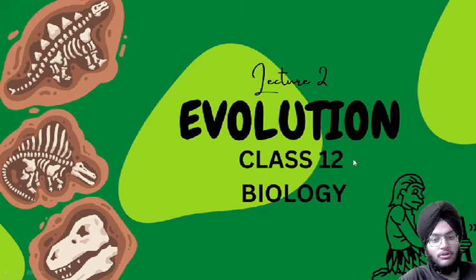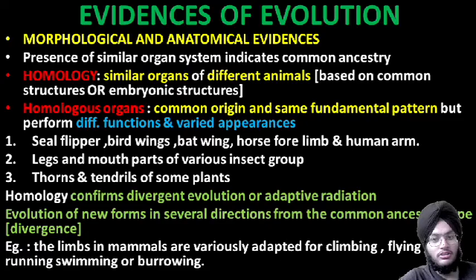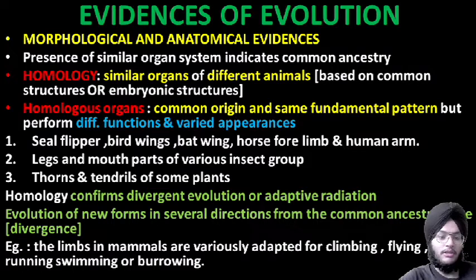Let us continue with evidences of evolution. Let us talk about morphological and anatomical evidences first. The presence of similar organ systems indicates common ancestry. What is homology? Homology is similar organs of different animals, and this is based on the common structures or the embryonic structures.